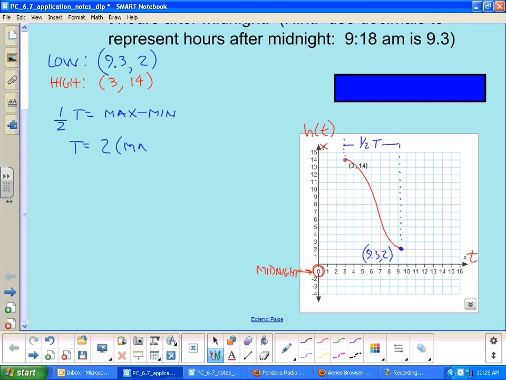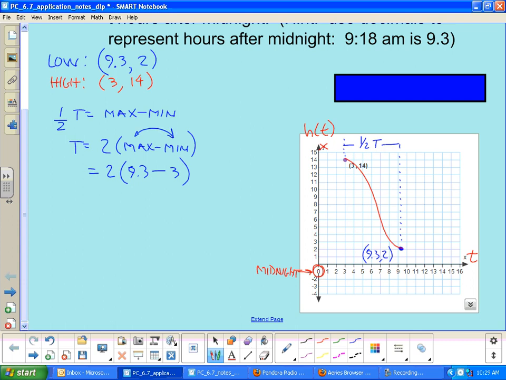These are not the y parts of max and min. These are the x parts of max. So we're talking time. So I get 2 times, we're going to go from 9.3. So this is really min minus max, just because I'm doing my larger number first. 9.3 hours minus 3 a.m. hours. So we're switching these. Can you do that? Yeah. You can do that. I just don't want a negative number. Period is always positive.